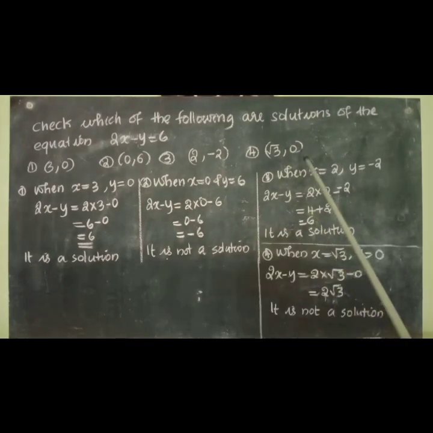Fourth point, root 3, 0. When x equal to root 3 and y equal to 0, we get 2x minus y equal to 2 into root 3 minus 0. That is equal to 2 root 3. So we can conclude it is not a solution.